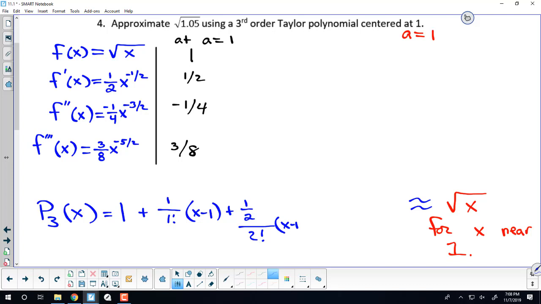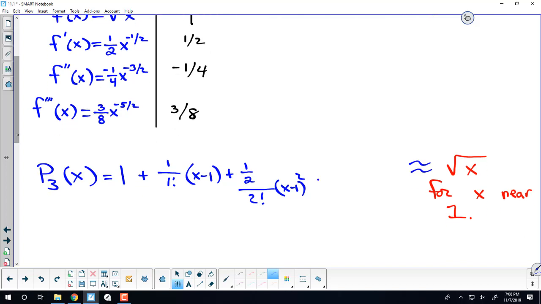Now remember, this one here is your center. So the power on x is always x minus the center. Just like you had here, it'll still be x minus 1, so x minus 1 squared. Plus negative 1/4 all over 3 factorial times x minus 1 to the third. What do y'all think? Oh yeah, the 3/8.